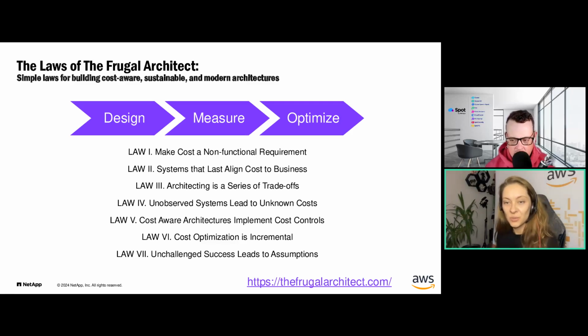The idea of this frugal architect is that this person knows how to design cost-aware, sustainable, and modern applications, and knows how to make the right architectural trade-offs. So whether it's about choosing services, selecting the features that you want to implement, or generally about your cloud infrastructure. Being the frugal architect means that you shouldn't be compromising on performance or security or availability, but you also should build workloads in such a way that cost is also one of your non-functional requirements.